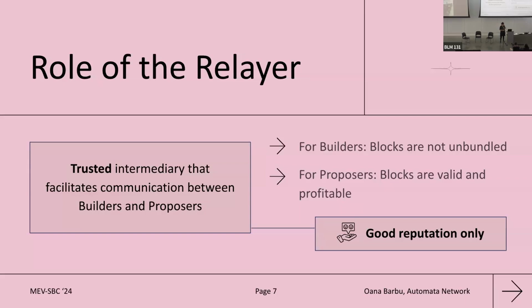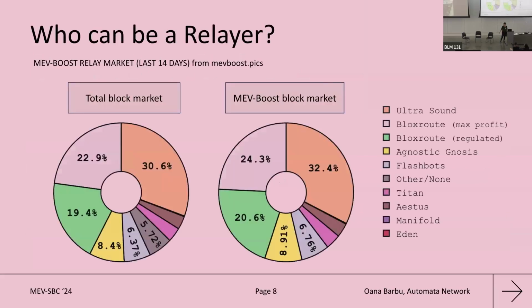That limits the pool of players who become relayers to only a few, and these players have to have a good reputation. And this also leads to a bit of centralization in terms of the relayer, like roughly 75% of the blocks are relayed by only 2 relayers. Here, green and white correspond to blocks route, and it's also worth mentioning that this relayer does the work pro bono.